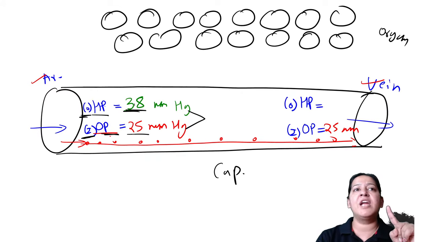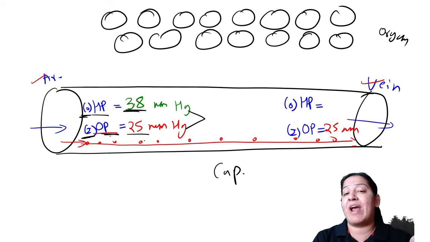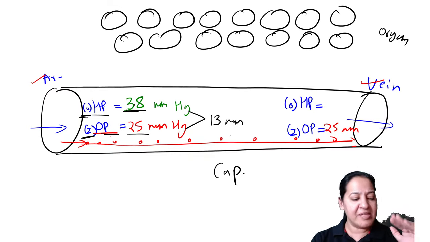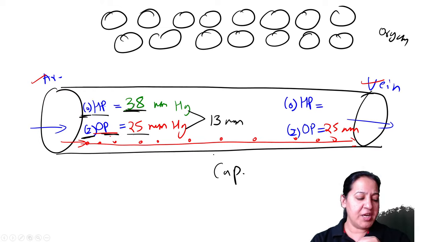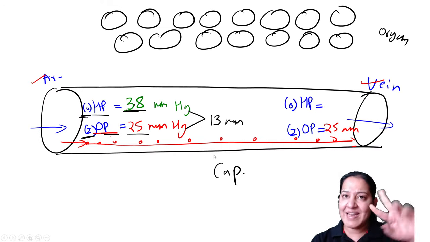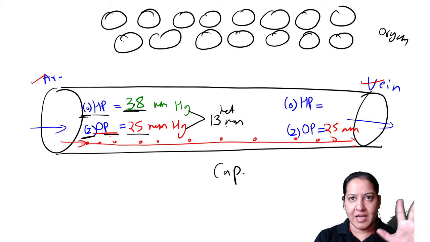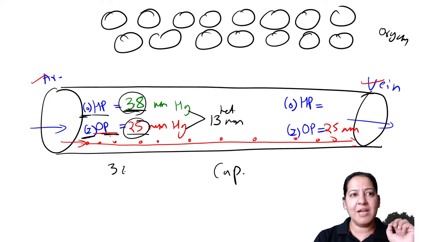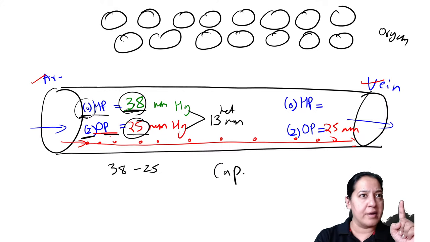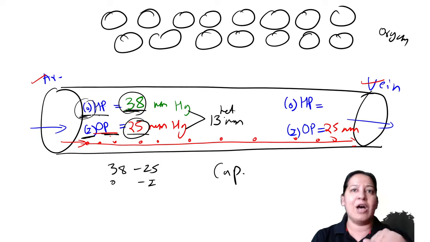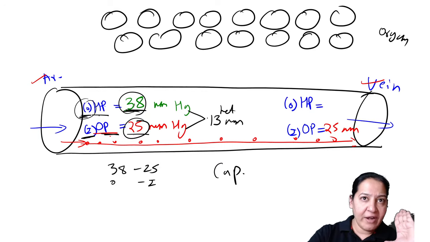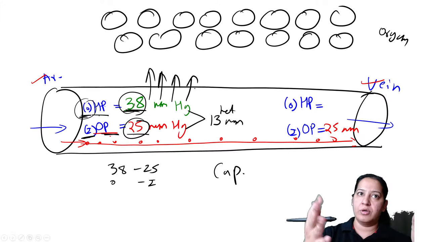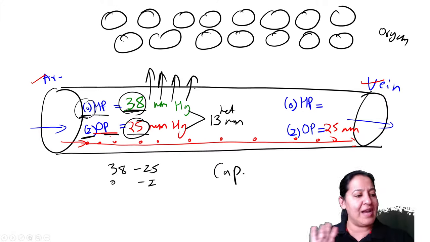What is the difference? 38 minus 25, how much is it? The difference is 13 mm of mercury. Is this 13 mm outward or inward? What is the net pressure? The net pressure is 13, but is it outward or inward? The value 38 is more than 25, so 38 minus 25, 38 is outward. Outward minus inward, so the net is outward. So the fluid will come out with 13 mm pressure. Yes, the net pressure is outward.